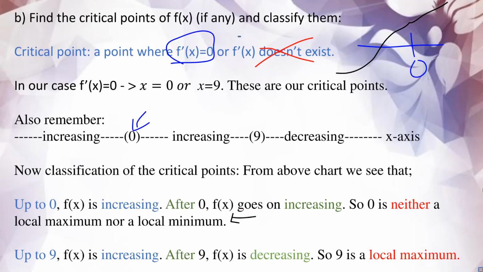It's nothing. But 9 is not like that. Because up to 9, the function is increasing, and after 9, it's decreasing. So 9 should be a local maximum. Why? Because if this is 9, the function increases up to that point, but after that point, it starts decreasing, which makes this value a maximum value. It doesn't take any higher value than that. So we call it a local maximum.